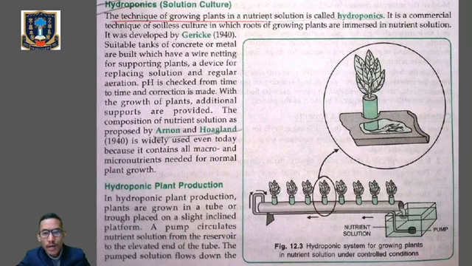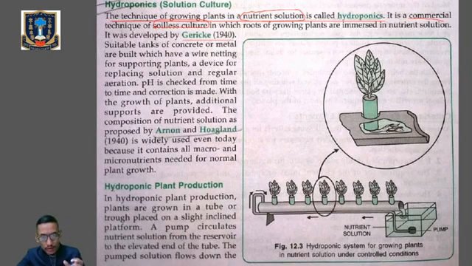So if the question comes, what do you know about hydroponics, then the answer is: the technique of growing plants in a nutrient solution is called hydroponics. Okay, it's a soilless culture. Here we are not growing the plant in soil, but in a culture medium that contains the nutrient solution, which contains all the essential minerals and elements essential for the growth of the plant. This technique is mainly used for commercial purposes and was developed by Gericke in 1940. So remember this. Hydroponics is the technique of growing plants in a nutrient solution.